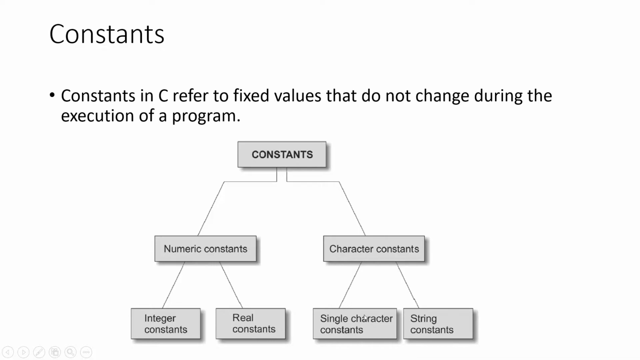Then character constant, it is either single character constant or it can be string. String means it is a set of characters, single character or multiple character, that is string constants. String constants is normally enclosed in double quotes. Single character, it is enclosed in single quotes. Okay. So constants classified as numeric and character constants. Numeric further classified as integer and real constants. Real constant, the other name is floating point. Then character constant classified as single character constants and string constants.